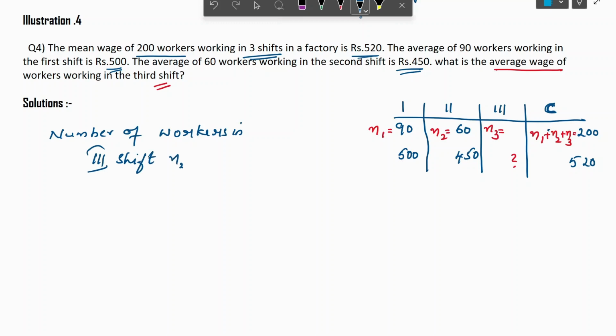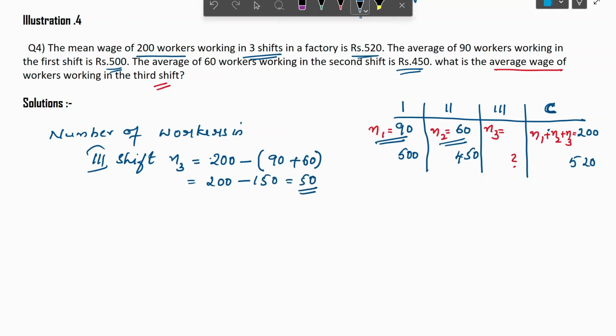Third shift, that is denoted by N3, is equal to the total number of workers in the full shift, that is 200, minus first shift, how many workers are there? 90. And second shift, how many are there? 60. That is 90 plus 60, that is 200 minus 150. The answer is equal to 50.